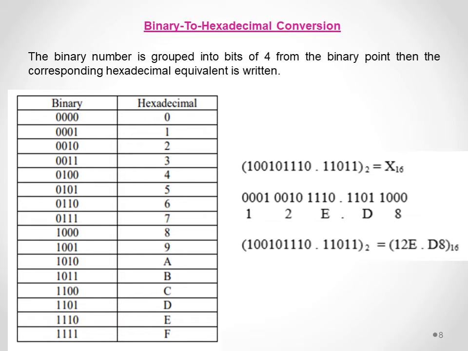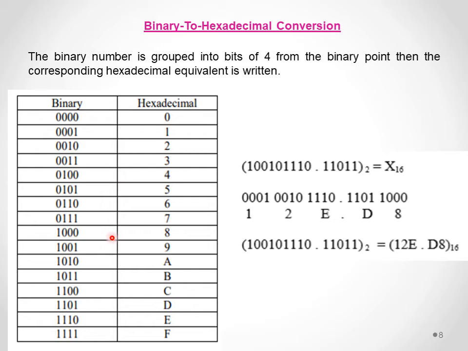Now let's see binary to hexadecimal conversion. The binary number is grouped into bits of 4 from the binary point, then the corresponding hexadecimal equivalent is written. This is the binary equivalent hexadecimal table. 0000 is equivalent to 0. 0001 is equivalent to hexadecimal 1.